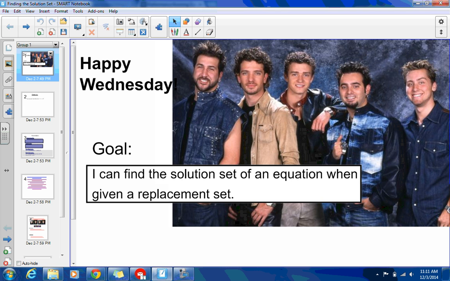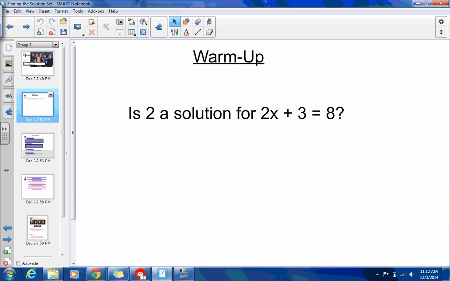All right. So just to get us warmed up into that, I put this problem on here, which is something we've done before. It's kind of a review, but it's also taking a look at what we're doing today, but in a more simple sense. It's something that you've done before, and this would be finding a solution for just a one variable equation. So this one we have one variable. Is 2 a solution for 2x plus 3 equals 8?